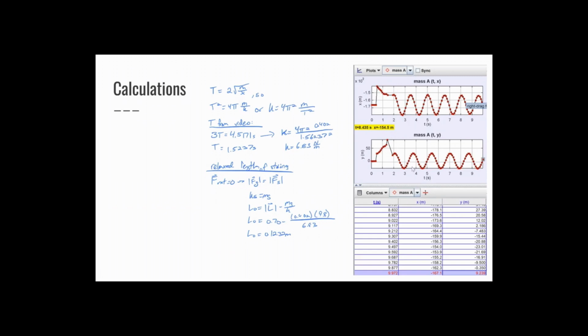A big part of the relaxed length of the string was that F net equaled 0, so the force of gravity did equal the force of the spring.